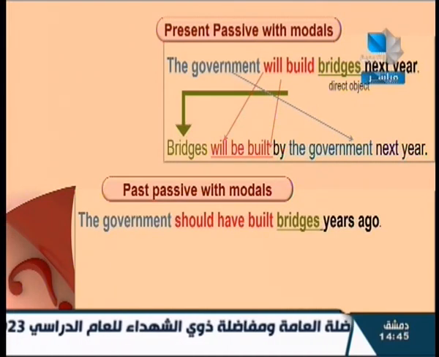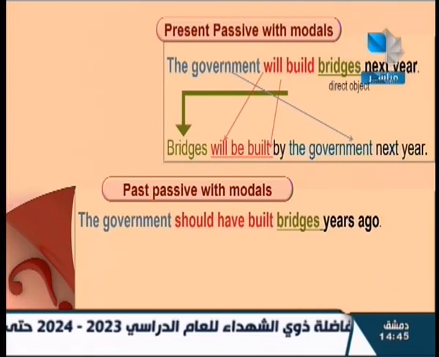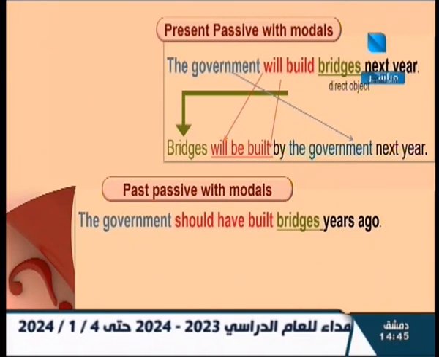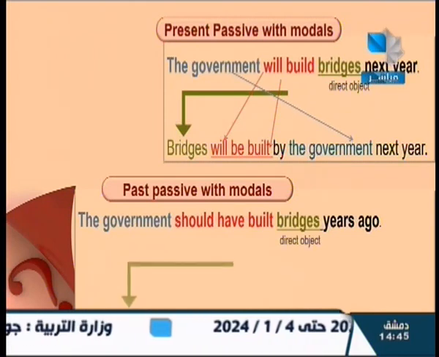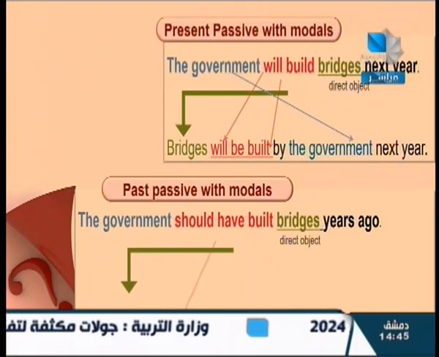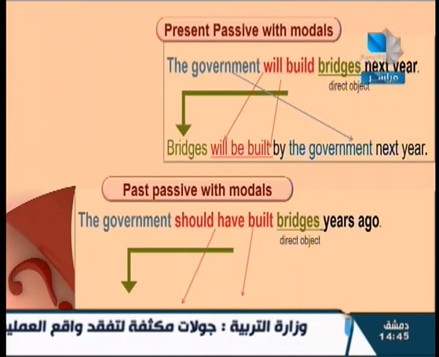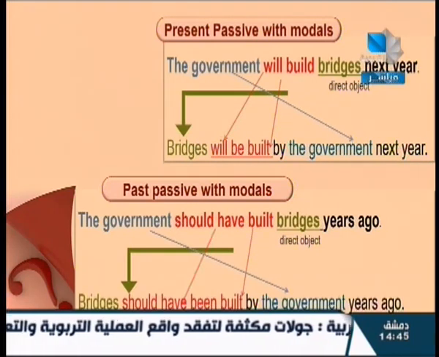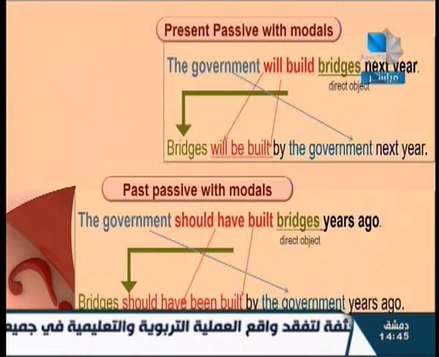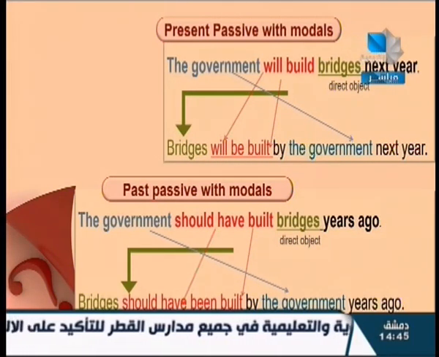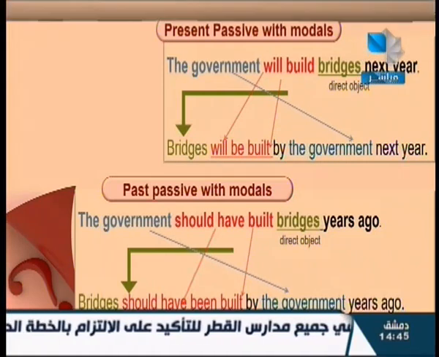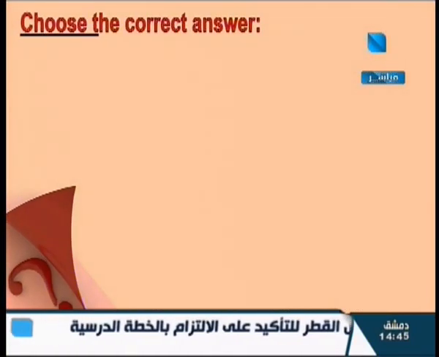Here we have past passive with modals. The government should have built bridges years ago. Past, of course, with modals: should have and verb 3. In the passive, the object should be at the beginning. Bridges should have been built by the government. We add been because it is in the perfect form. And the subject, by the government, years ago. The rest follows.